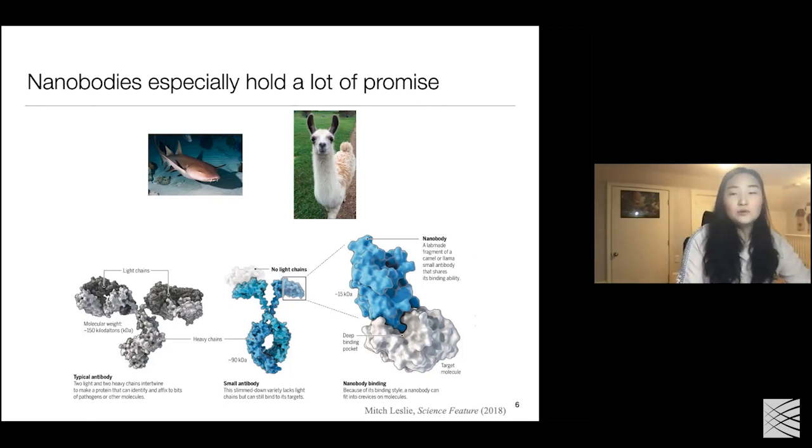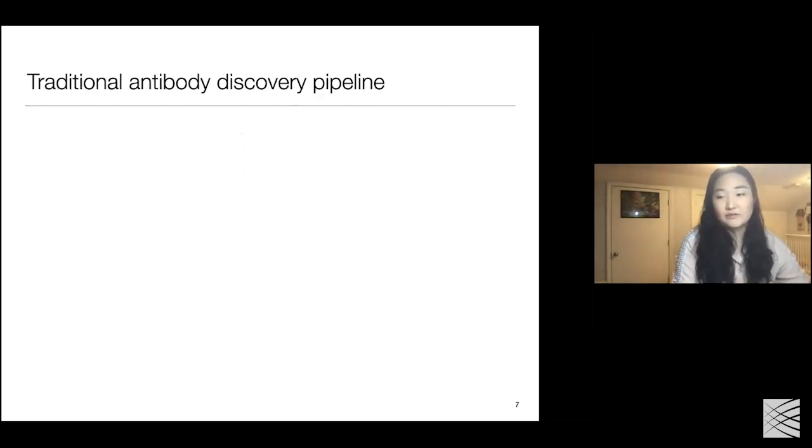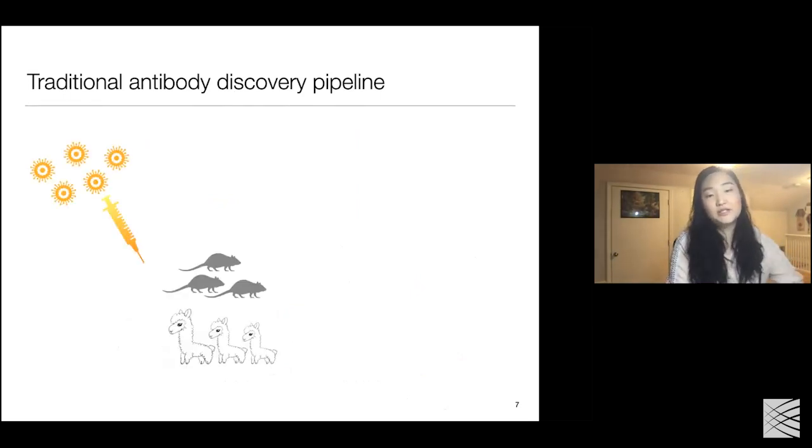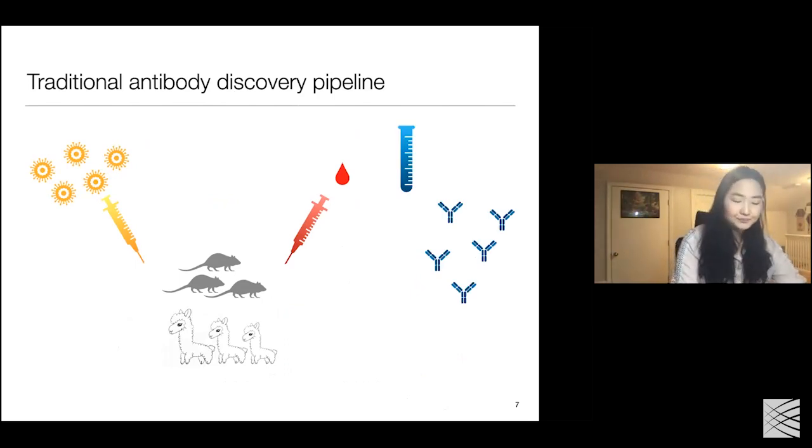So how have people traditionally discovered antibodies? Well, usually you have an antigen of interest. You inject the antigen into your mouse model or your llamas or whatever animals that you are using. You extract the blood and then you isolate the antibodies. But this whole process is extremely time-consuming, expensive, and labor-intensive.